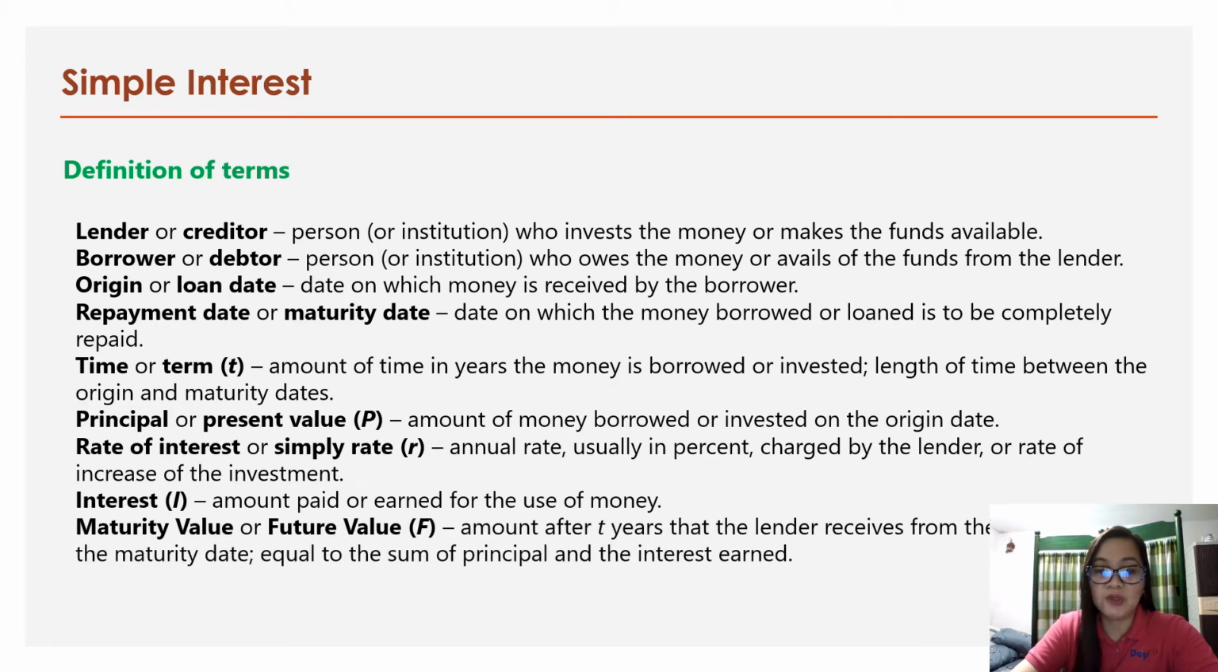Another is the maturity value or future value, which is denoted by big letter F. It is the amount after the term that the lender receives from the borrower on the maturity date, equal to the sum of the principal and the interest earned. So these terms are the terms you might encounter in the topic.